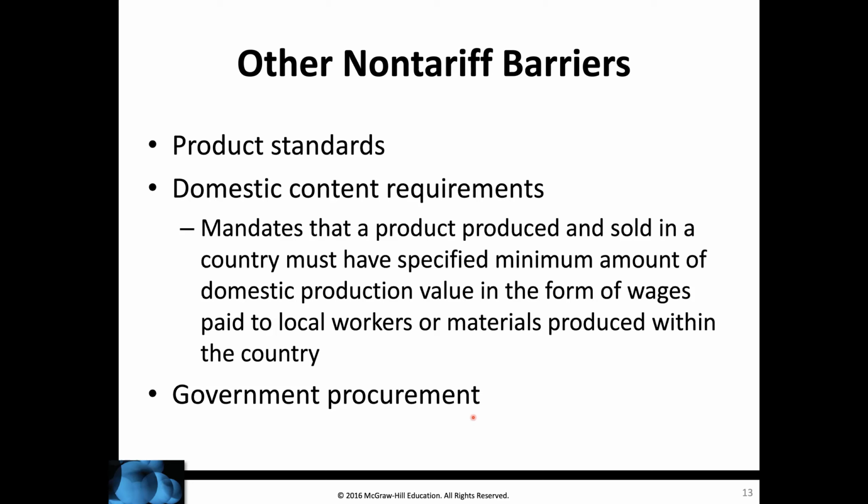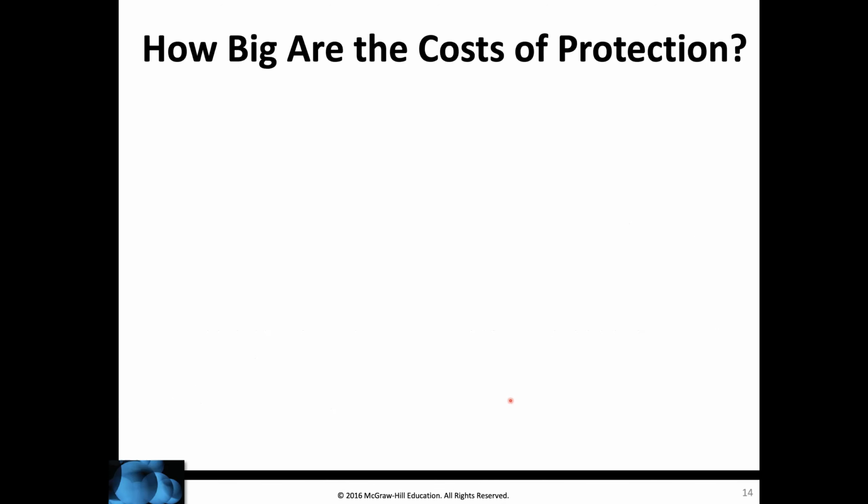So governments can favor domestic and often are required to favor domestic producers of products. So how big are the costs of protection? How big cost is it?